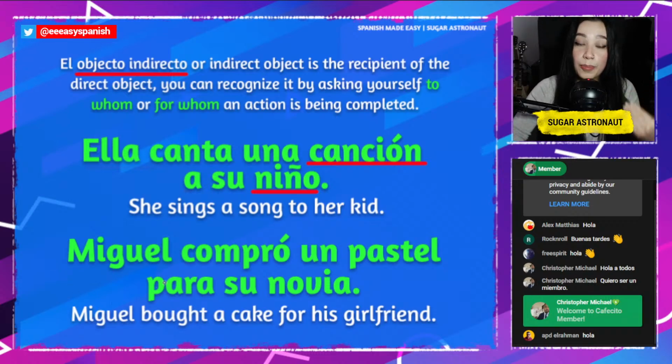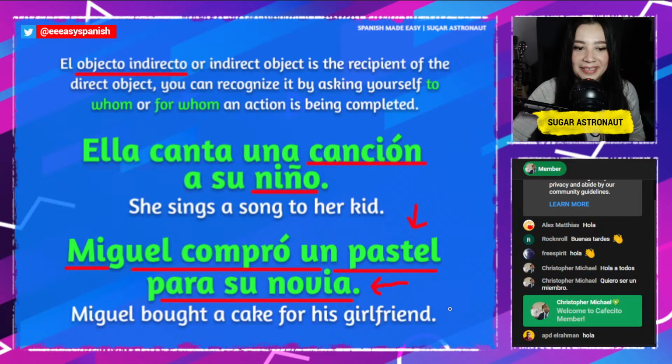Miguel compró, past tense, un pastel para su novia. Miguel compró un pastel para su novia. The translation is: Miguel bought a cake for his girlfriend. The direct object is the cake, and the indirect object is the girlfriend. For whom is the cake?